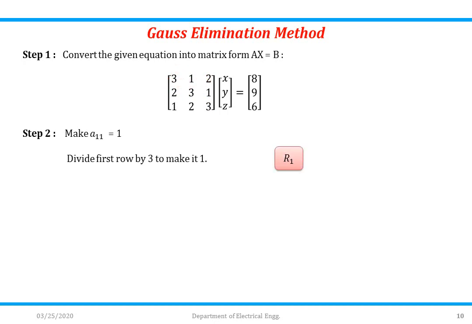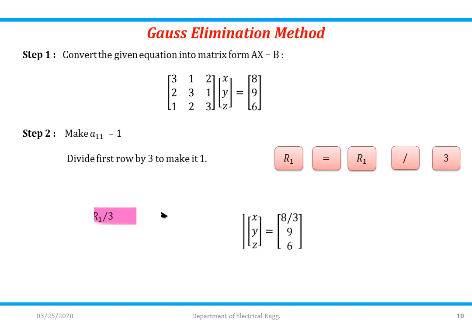So I want to make a change in R1. I have to take the help of R1 only. So therefore what I have to write: R1 equal to R1 divided by 3. So this is your matrix. Now the second row and third row will remain as they are. Just divide the first row by 3. So this element becomes 1. This will be 1 by 3, this is 2 by 3, and the last element will be 8 by 3.